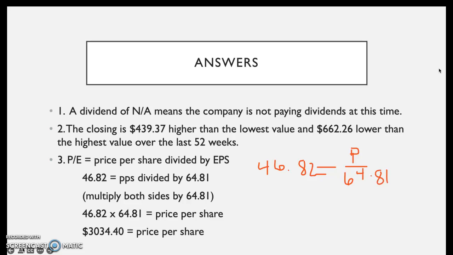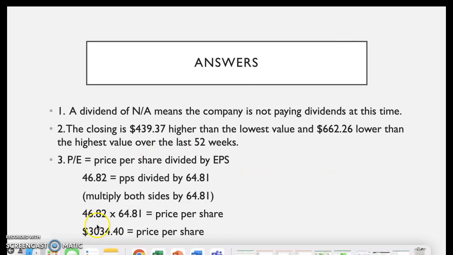Now, because that 64.81 is in the denominator, we're going to multiply both sides by 64.81. When we do that, that will cause the denominator to disappear, because you're going to have 1 over 1 basically. So I multiply both sides by 64.81, which gives me the price per share. And 64.81 times 46.82 gives me a price per share of $3,034.40. And that is just some playing with reading stock tables.